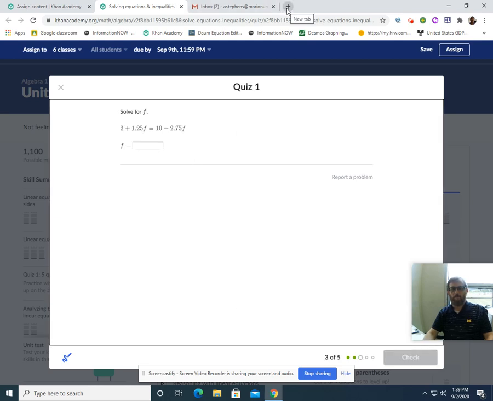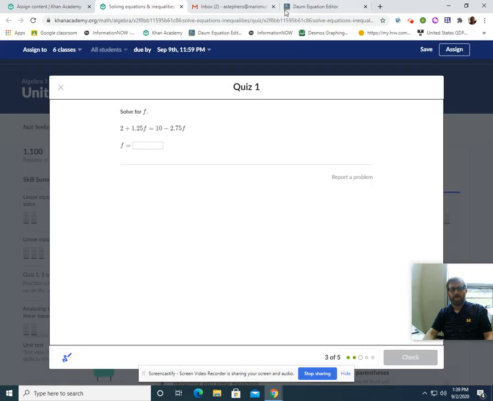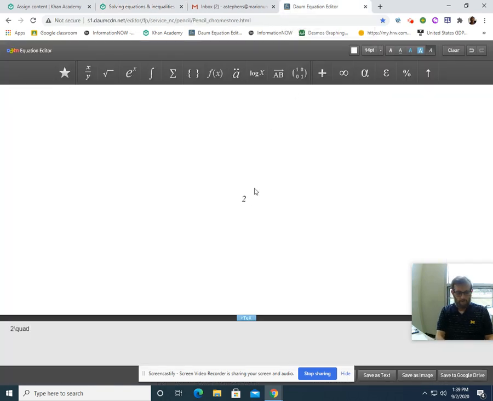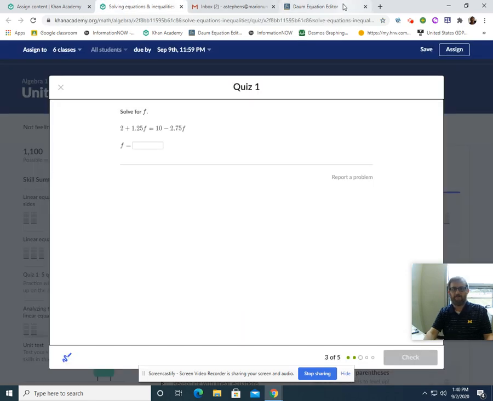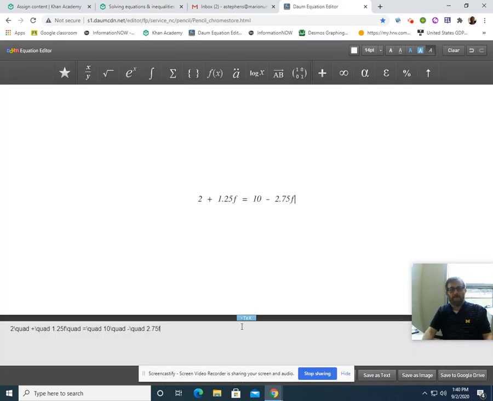Okay, I'm going to open up the equation editor to help you do this one, just so that you can see how to do it. Okay, so it's 2 plus 1.25f equals 10 minus 2.75f. 2.25 or 75? Okay, 75. 2.75f. Okay, I'm going to choose to add 2.75f to both sides.